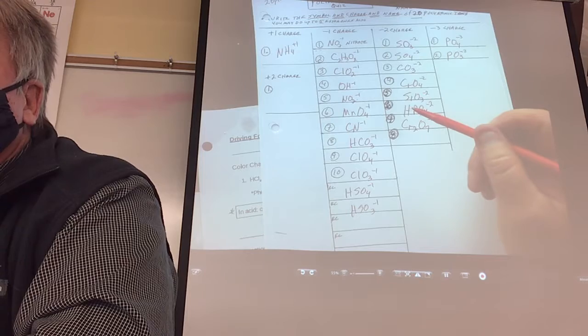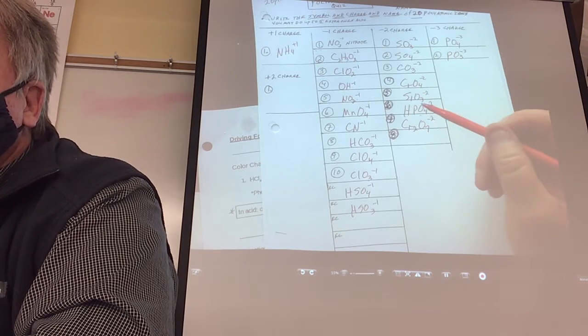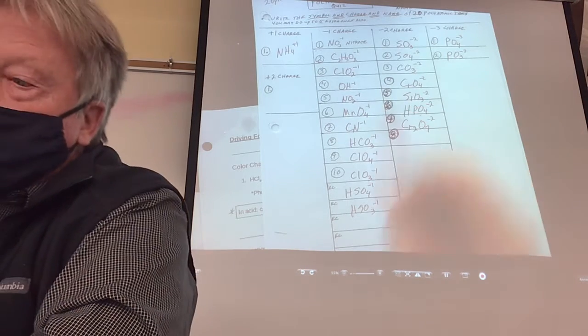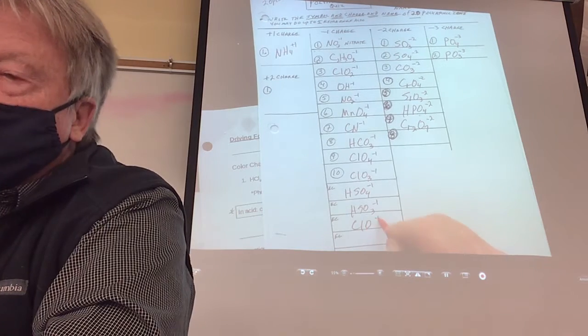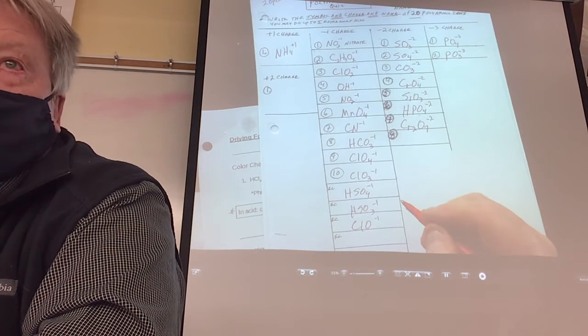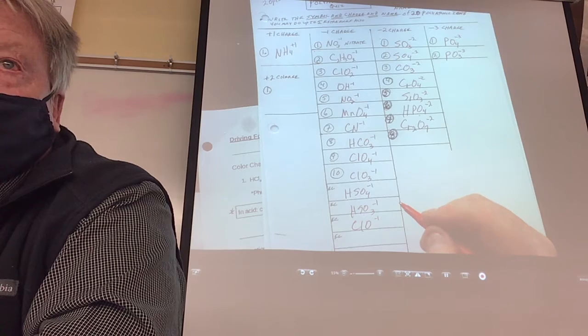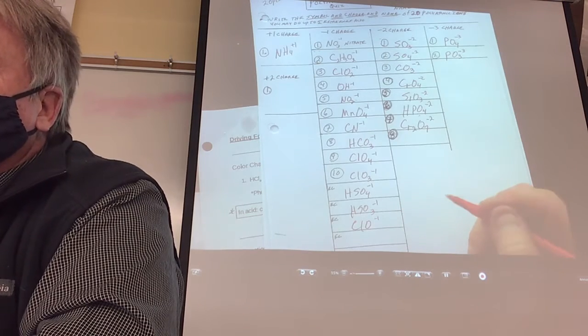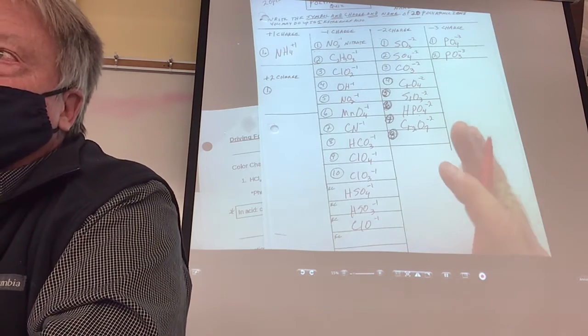All right, what do you think? Anybody? Yes. ClO, -1, hypochlorite. Yes. It's even smaller than chlorite, the number of oxygens, right? All right. Now, do you understand that it is doable?